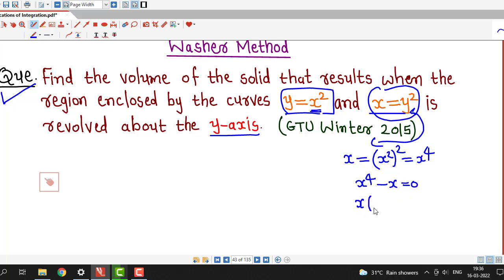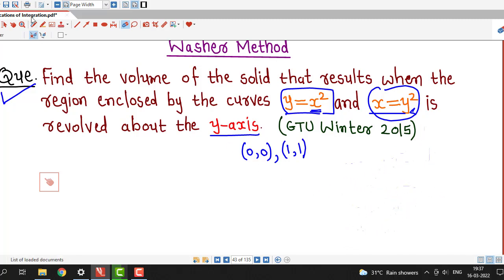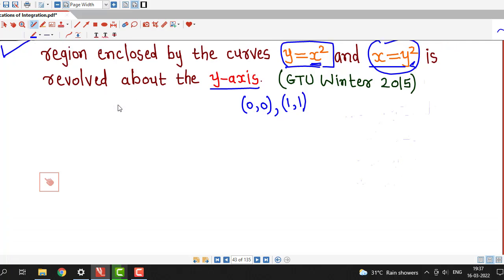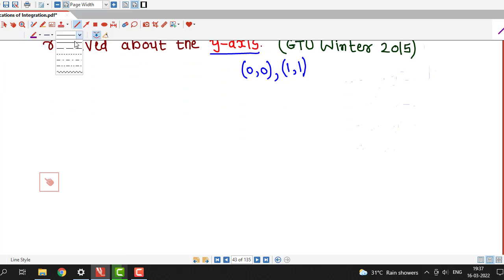That means x times (x cube minus 1) equal to 0, and therefore x equal to 0 and x equal to 1. And y is equal to x square, so when x is 0, y will be 0. When x is 1, y will be 1. So these two parabolas will intersect at these 2 points, (0, 0) and (1, 1). If we find the intersecting points, it will be easy to sketch the plane region bounded by the given curves.